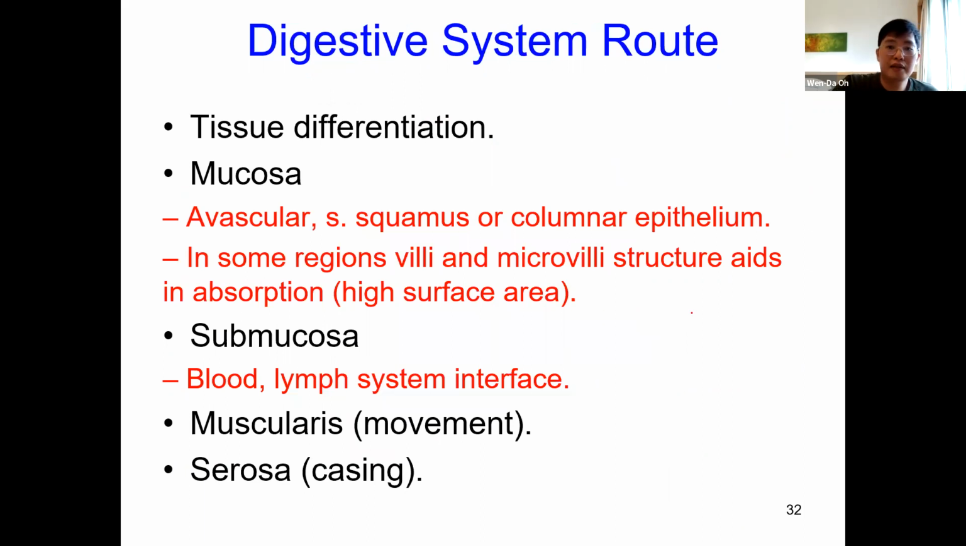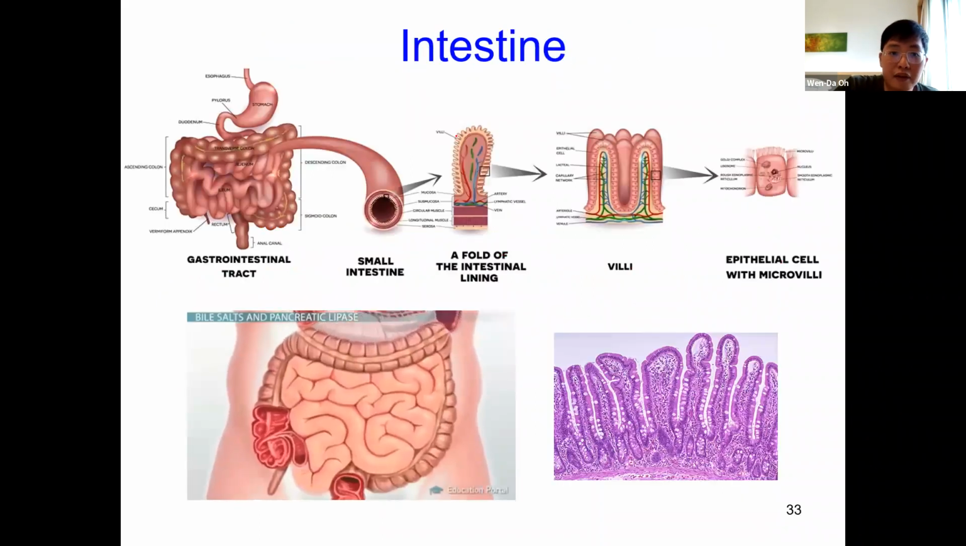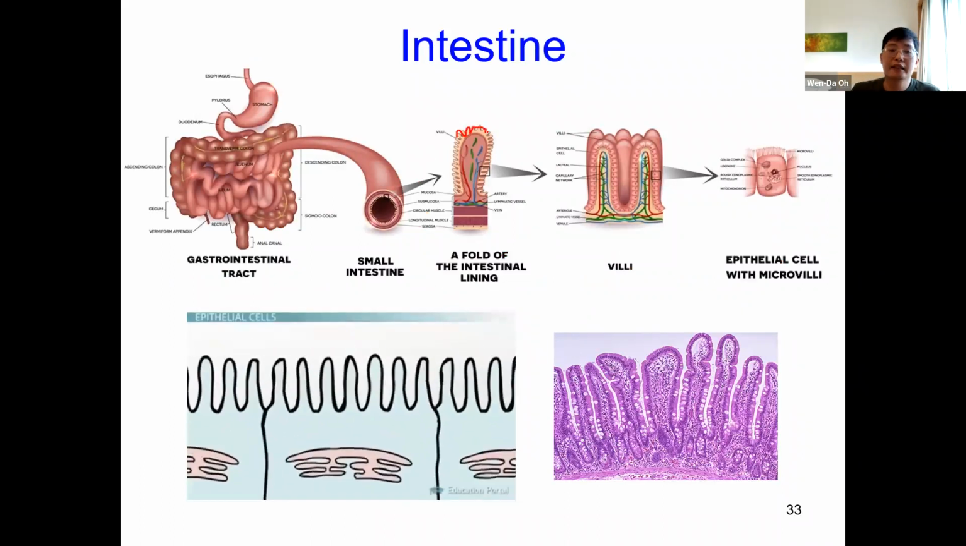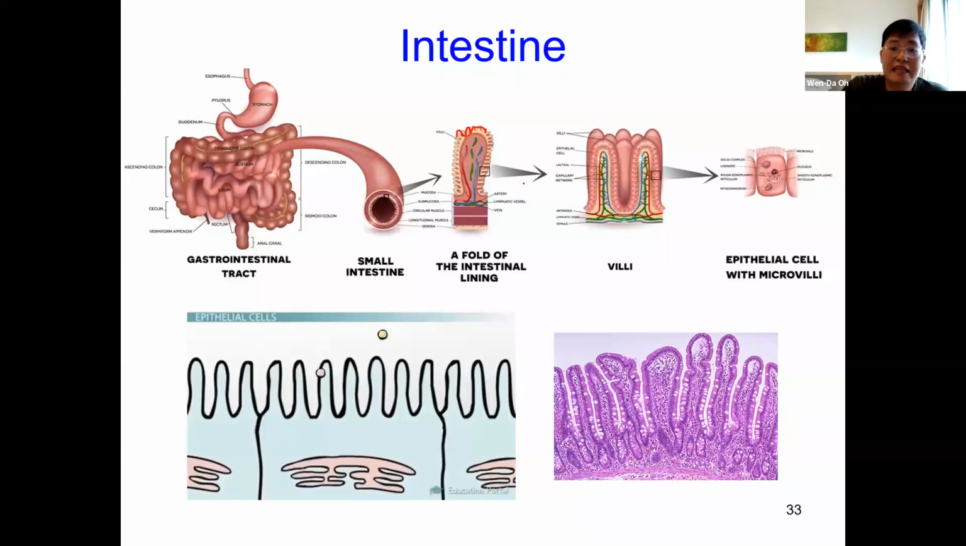In the digestive system, you have different kinds of areas where absorption can happen. It can happen at the mucosa and submucosa, where you have different kinds of structures that allow absorption. One particular area is the small intestine, where you have villi and microvilli. These are finger-like structures where absorption can happen very intensely.